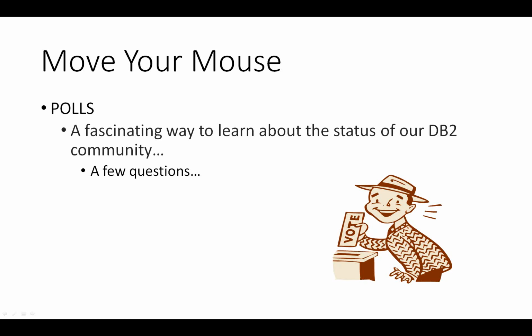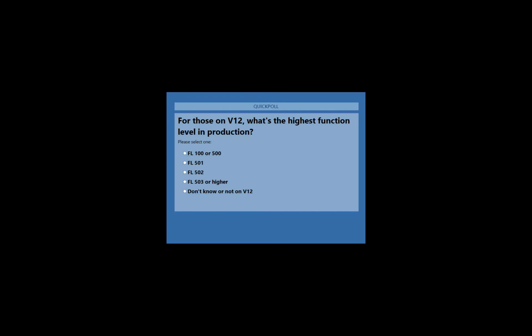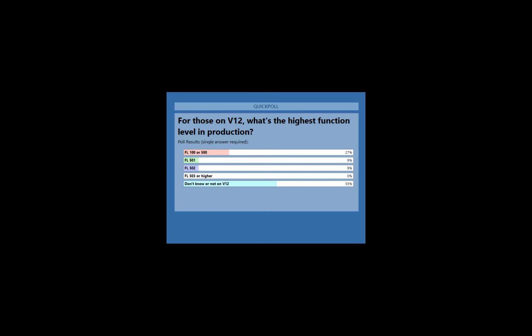We'll hide that and move on to the next question, which applies to 1/3 of our audience: if you're on version 12, which function level are you now on? Of course, we're going to have 66% of our audience say we're not on version 12. Thanks for voting quickly. At the 30-second mark, I'll close that off and share the results. Of the people on DB2 12, 27% are still at the base level, and a few people are on function level 501 or 502.